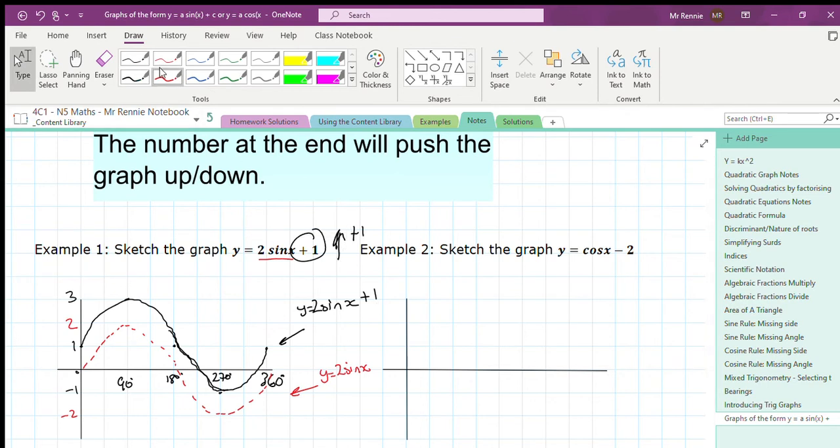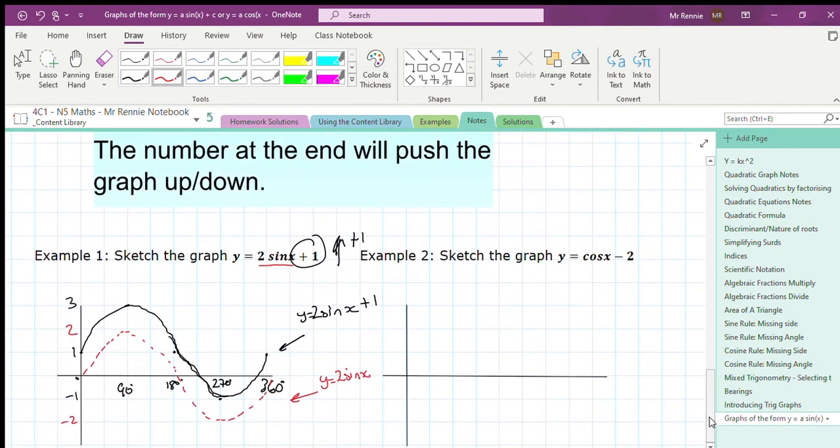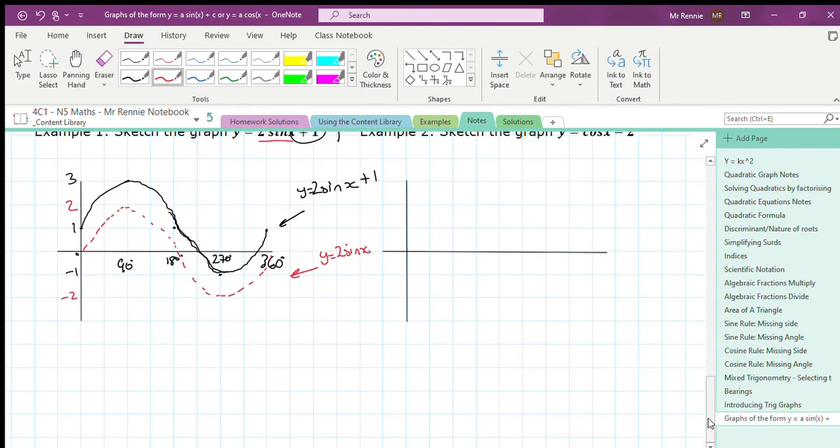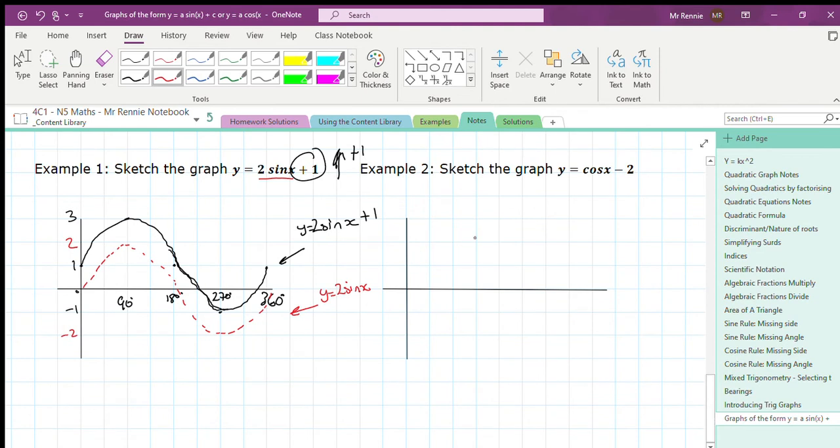So we're going to look at a second example where we have to sketch the graph y equals cos x minus 2. Okay, give myself a bit more space here. Oh, it's a bit jittery this thing. Let's try that. There we are. So we're going to draw cos x first. Okay, that's the first bit.